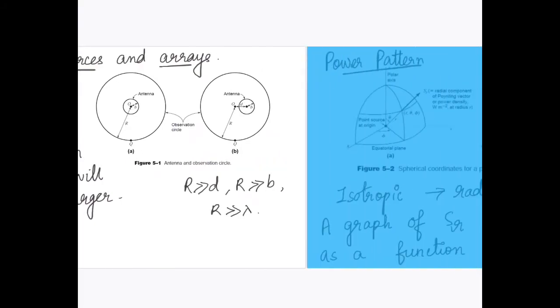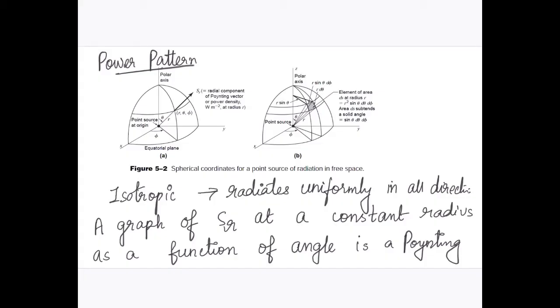In order to find the power pattern, consider again the antenna placed in the Cartesian coordinate system. When you consider the far field, the only component will be the radial component, that is the pointing vector, which is represented as S, and as it is the radial component, it can be written as S_r. This is similar to how the beam area of the antenna was found. The same kind of representation can be done for point sources also.